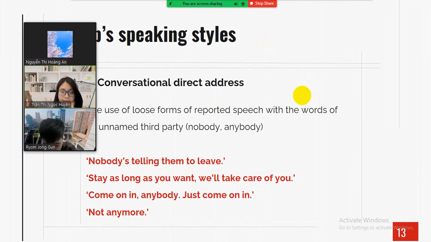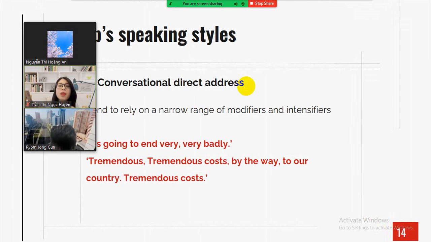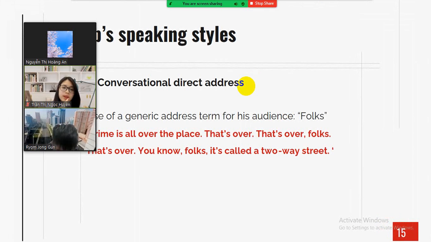For example, here you can see nobody's telling them to leave: stay as long as you want, we'll take care of you, come on in anybody, just come on in. Not anymore. He also has a tendency to rely on a narrow range of modifiers and intensifiers: very, really, tremendous, great. For example, it's going to end very, very badly; tremendous, tremendous cause.